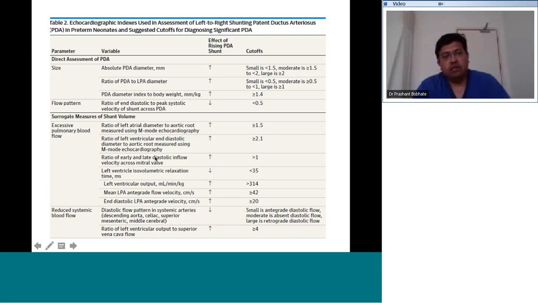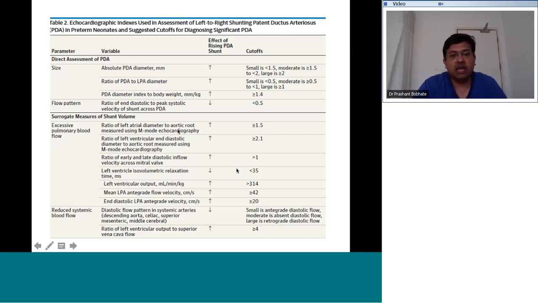So there are certain parameters which are given, and there are various studies which have shown when to close the PDA and when not to close the PDA. If the PDA is more than 2 millimeters, it's usually per millimeter per kg of body weight that we look at, rather than an absolute diameter of the PDA. So if the PDA is more than 1.5 millimeters per kg of body weight, it suggests that the PDA is large for the baby and needs to be closed.